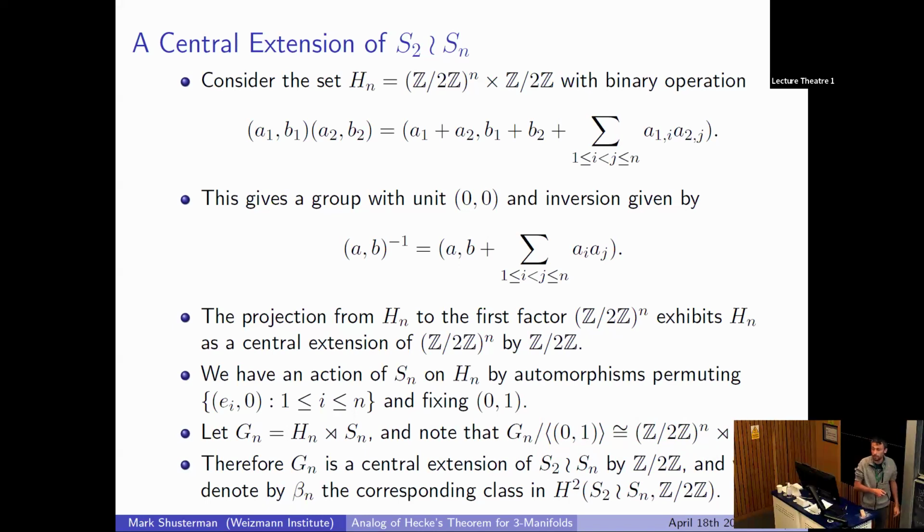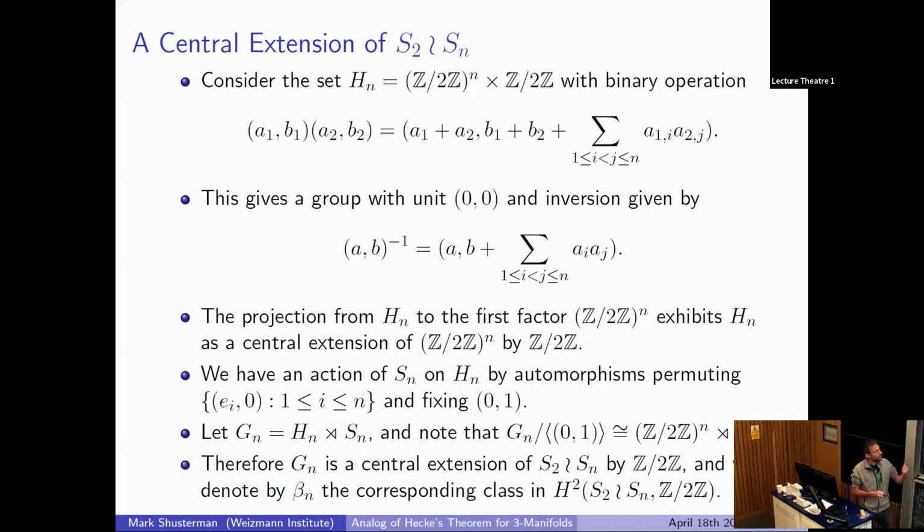Z mod 2Z. And we can view a central extension as a cohomology class in this cohomology group, which appeared in the previous slide. So that was the point of the slide, to construct a certain specific extension. And this gives us a very specific cohomology class, which will help us with the topology problem.